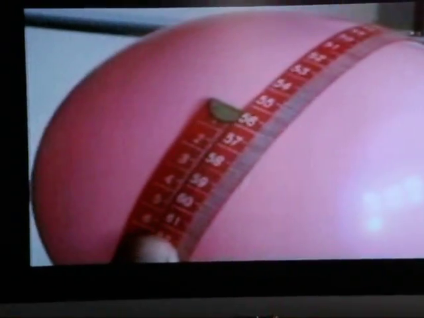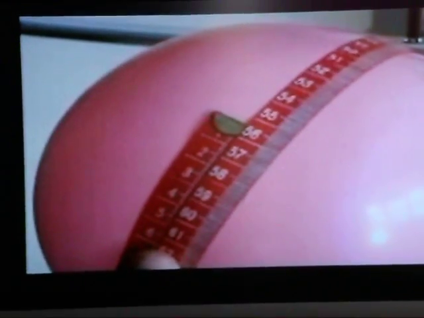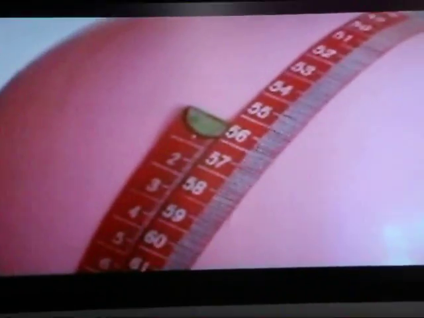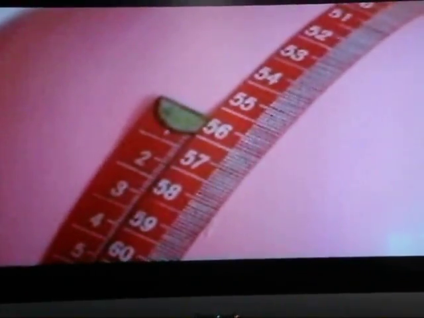What do you think will happen? After being in the freezer for several minutes, we will investigate the change in volume. As you can see, the balloon's circumference decreased to 56 centimeters. This means that volume decreases with a decrease in temperature.